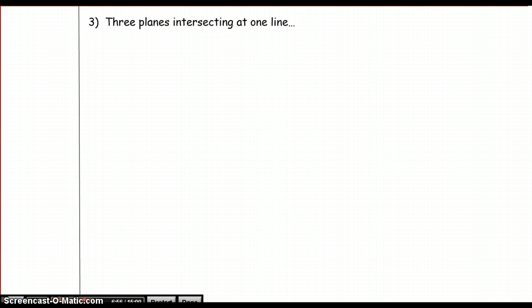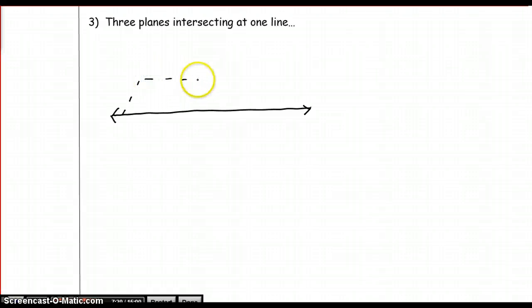Number 3, we have 3 planes that are intersecting at one line. This one can be a little weird. What I would start off with, draw a line. It's going to help make this a lot easier than if you were to try to do this with no starting line. Next, draw one plane. I'm going to draw the back one. Again, these dotted lines mean that there's going to be other planes that will be in front of it.